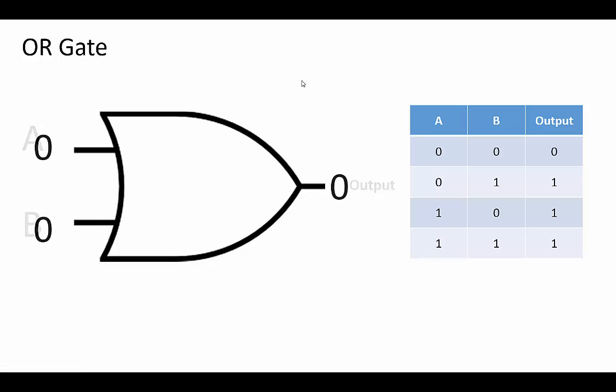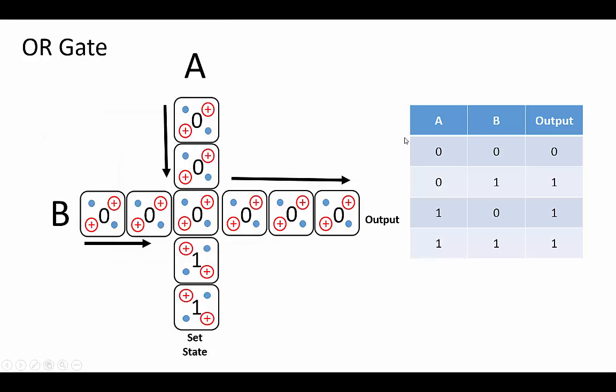For an OR gate, we have two zeros equals 0, a 1 and a 0 equals a 1, a 0 and a 1 equals a 1, and 1 and 1 equal 1, giving us this truth table. We can represent the same thing with a similar intersection. Notice we have our 3 branches again. We have A here, which is set to 0, B here, which is set to 0, and our set state, which is set to 1.